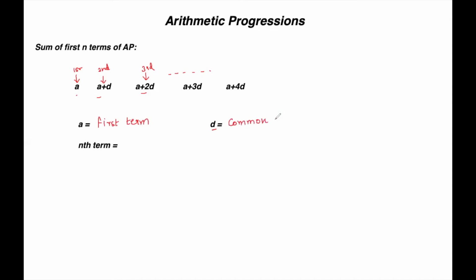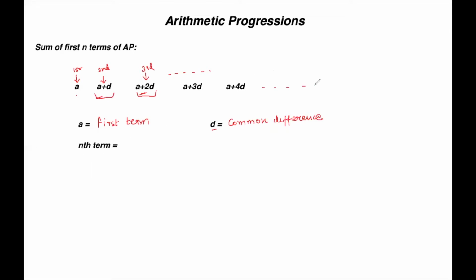Okay, and how can we calculate the common difference? See, we can calculate the common difference by using any two consecutive terms of AP. For example, if this is the second term and this is the third term, I can calculate the common difference by subtracting the second term from the third term. Okay, likewise, I can subtract the third term from the fourth term. Okay, so the d value will remain the same.